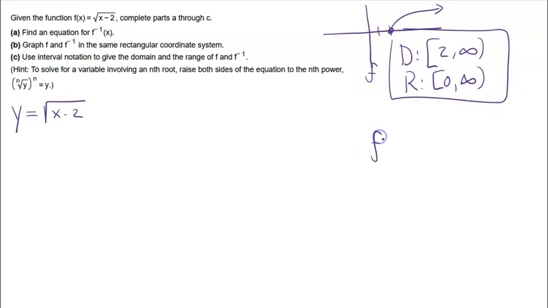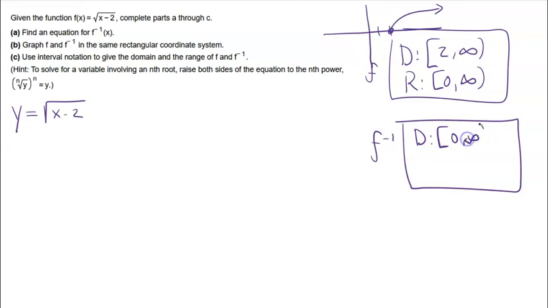What's the domain and range for f inverse? Just switch them. Let's go ahead and write that. So the domain for f inverse better be 0 to infinity. And the range for f inverse absolutely has to be from 2 to infinity. You switch those two. Why? Because the x's and y's switch, and that's what we are about to do on our next step over here to do part A. So this is part C already done.